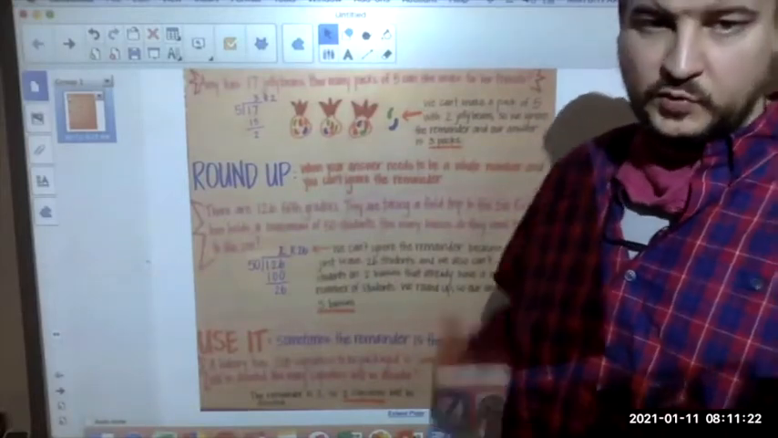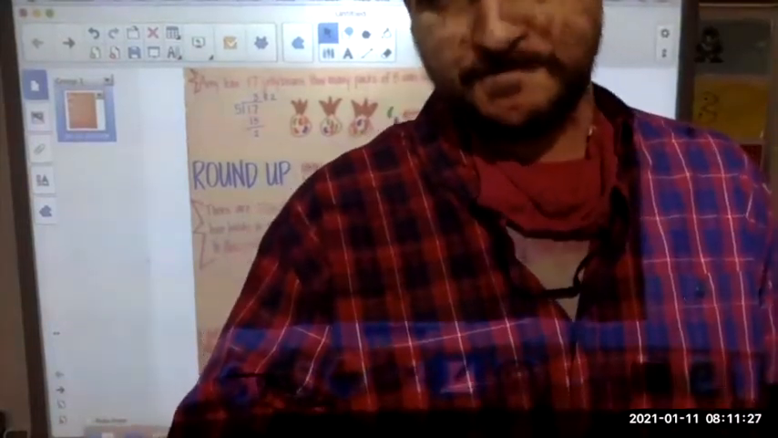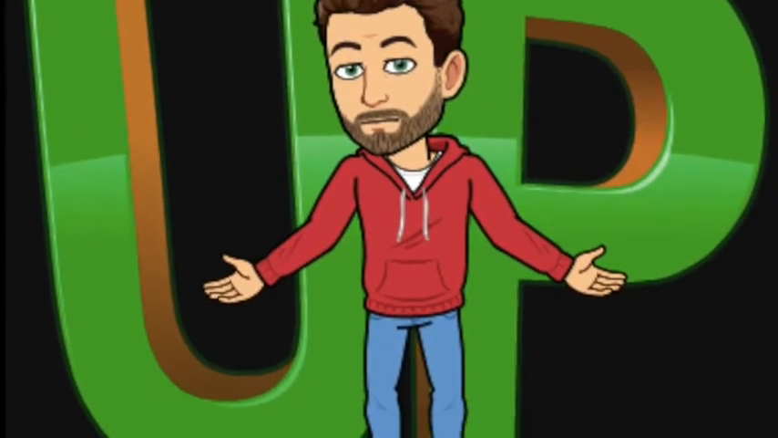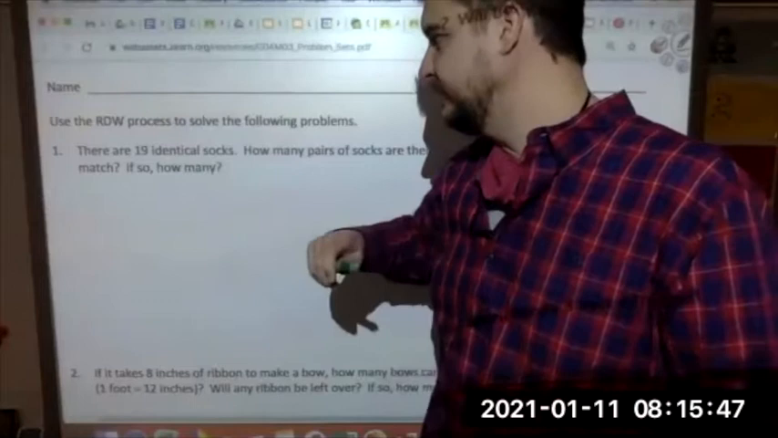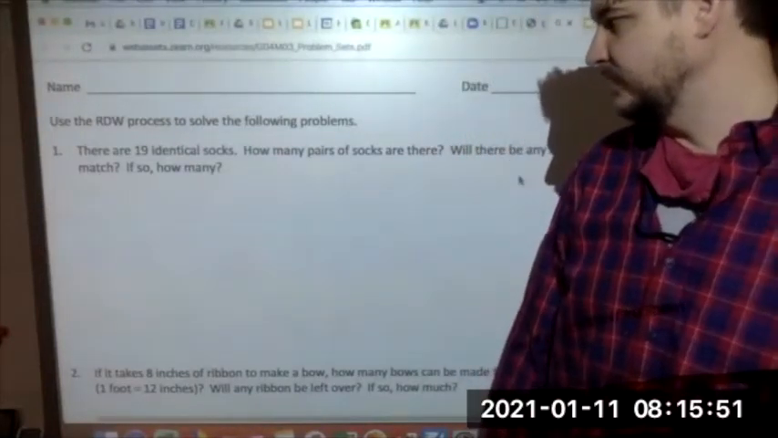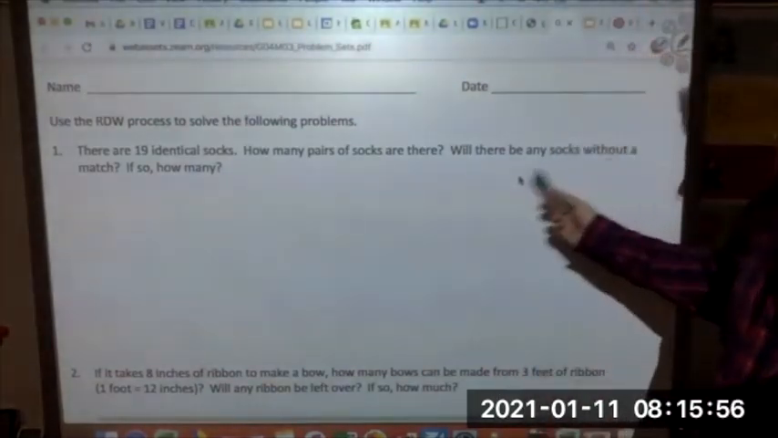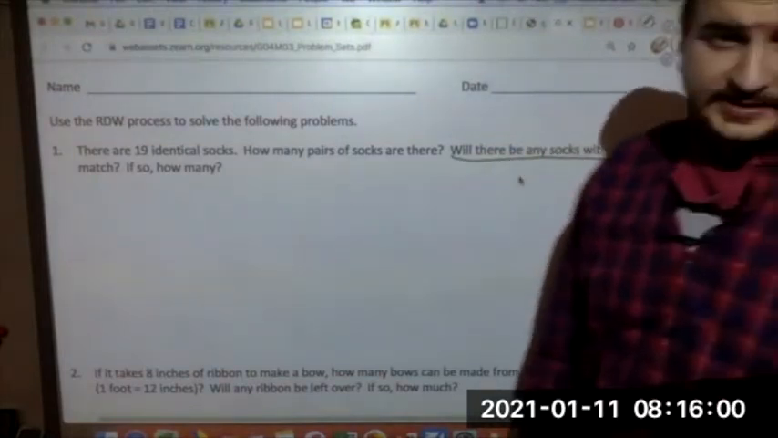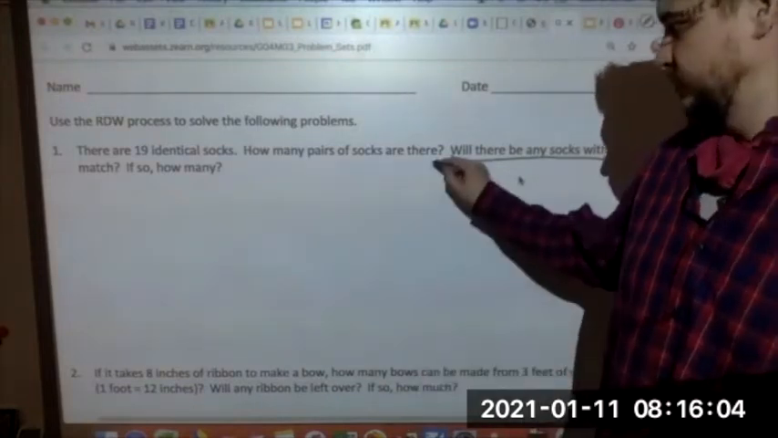All right, we're going to be moving on here to the actual problem set. Read, draw, and write. Process to solve the following problems. There are 19 identical socks. How many pairs of socks are there? Will there be any socks without a match? Right there. That's dealing with a remainder. How many pairs will there be?